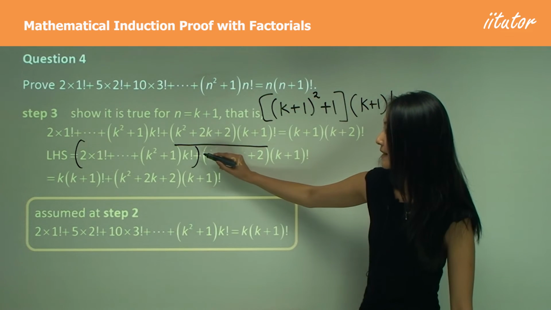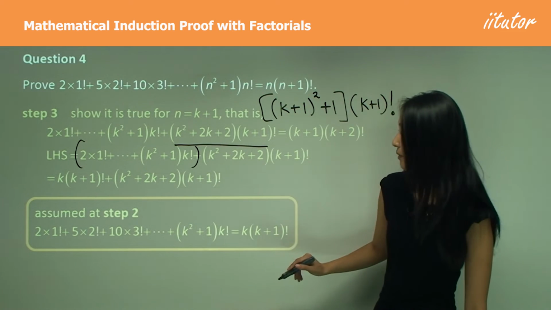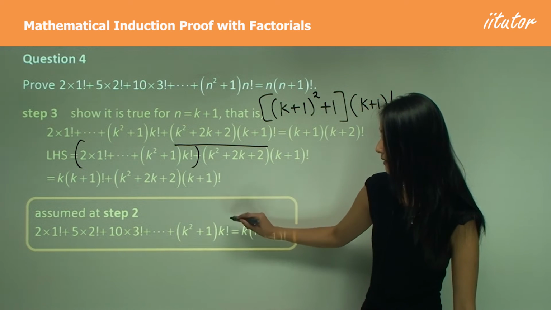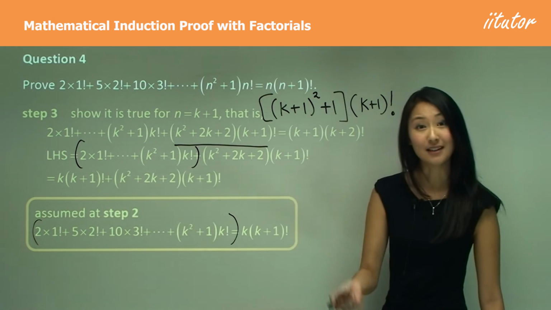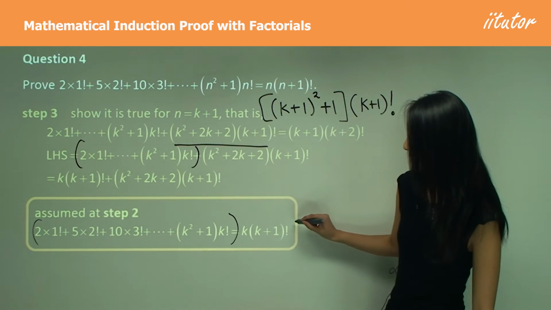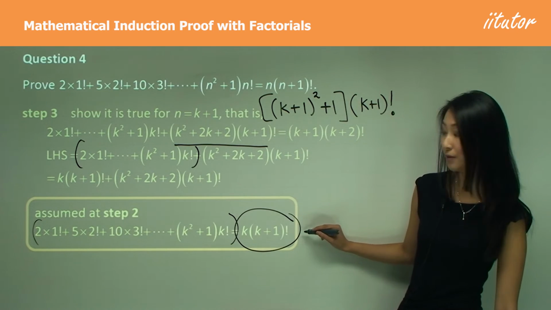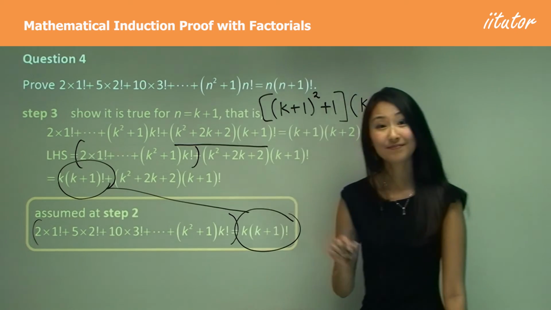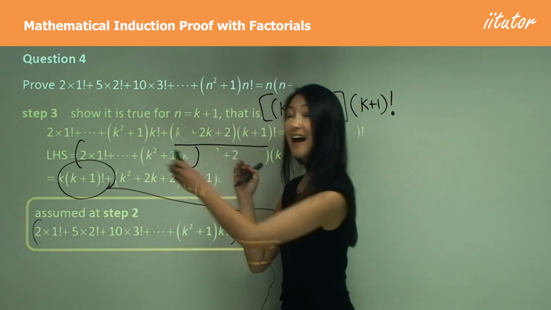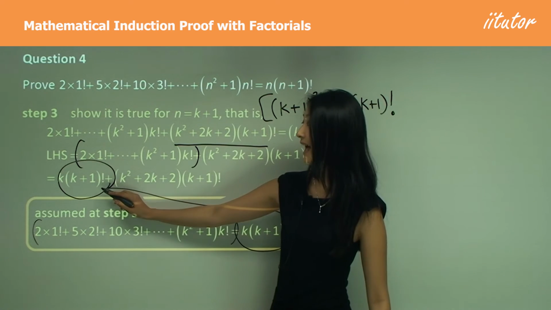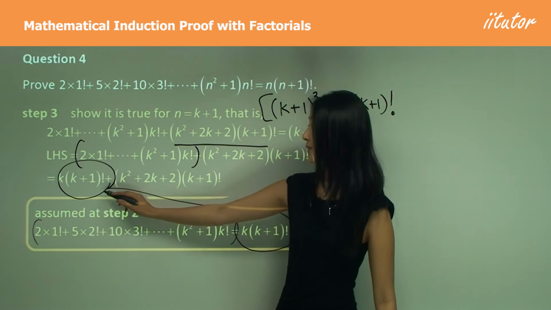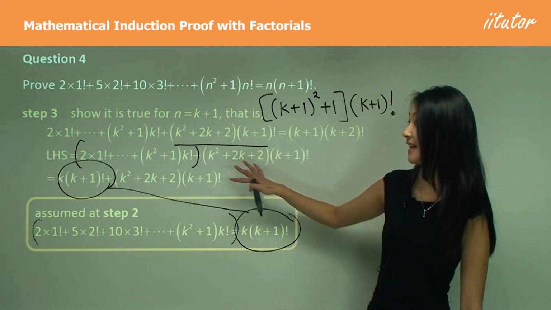Up until k squared plus 1k factorial, this looks exactly like the left-hand side of step 2, which means that I can just substitute in k plus 1 factorial instead of that. So instead of writing all of that, I'm now just writing k times k plus 1 factorial. And this just stays the same.